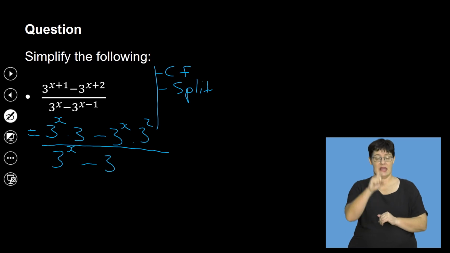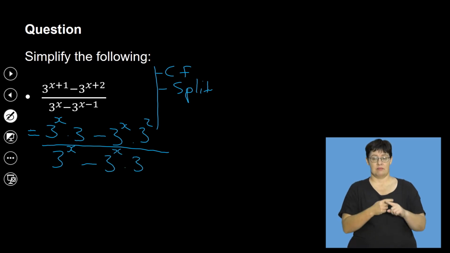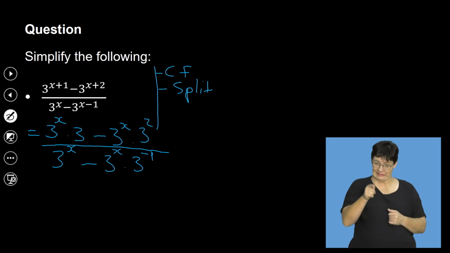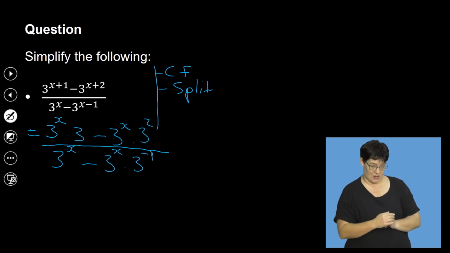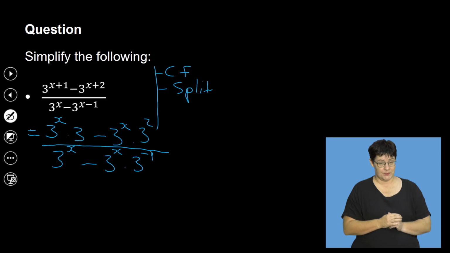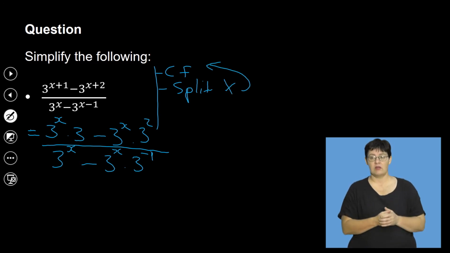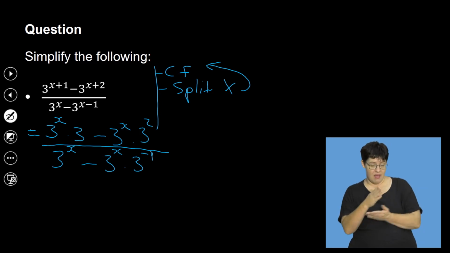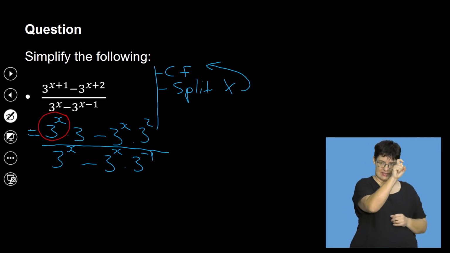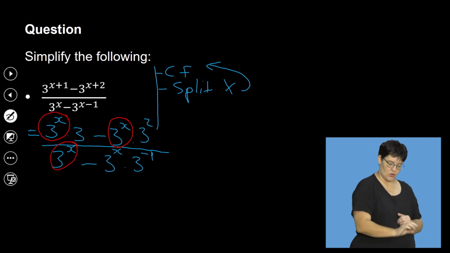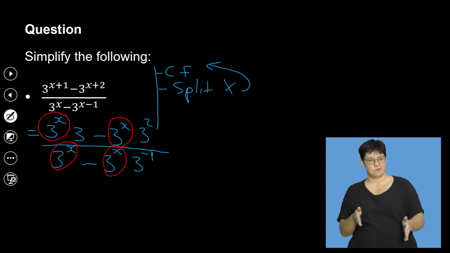Minus 3 to the exponent of x times 3 to the exponent of negative 1. I know I said I don't need to write 1, but now this is a different one. It's a negative 1, so you definitely need to write it down. So we've done this. After we split, we then take out a common factor, if there is one. Here you can see that the 3 to the exponent of x and the 3 to the exponent of x is there, and the 3 to the exponent of x and the 3 to the exponent of x is there.